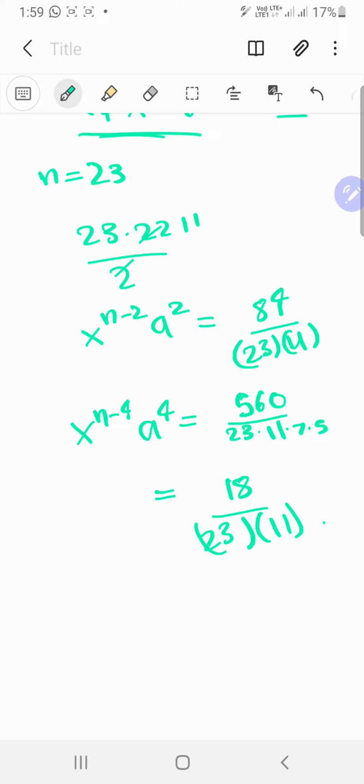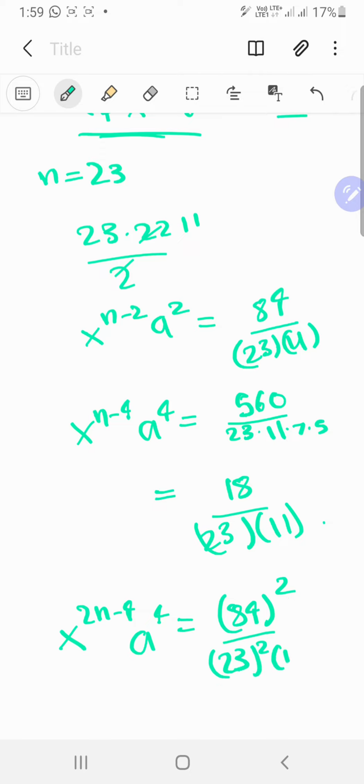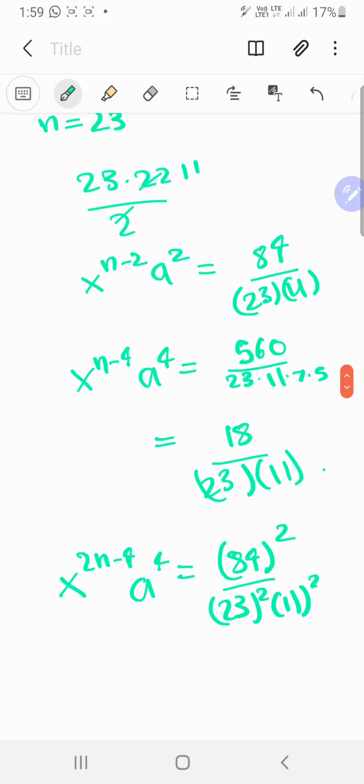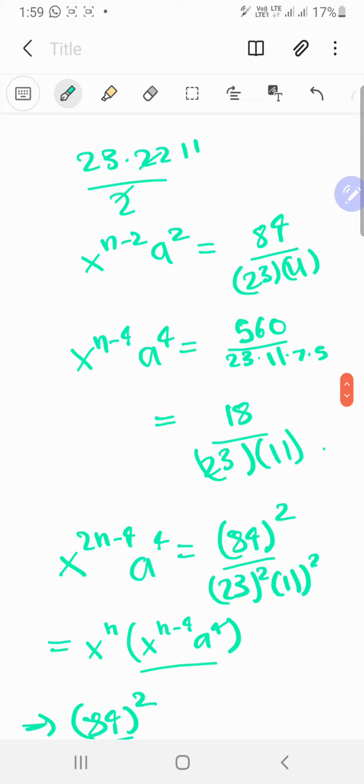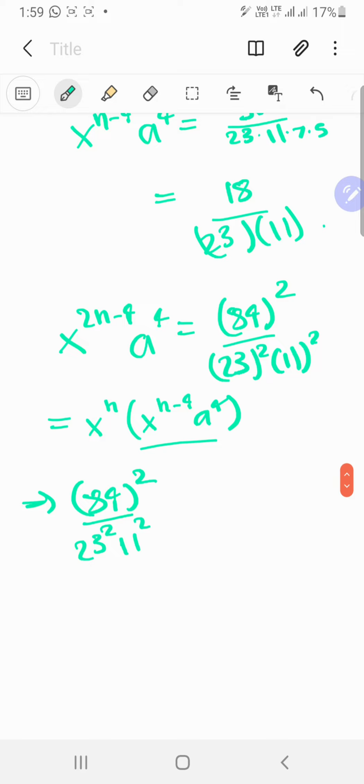We can square that, can't we? If I square that, I'm going to get x power 2n minus 4 into a power 4 equals 84 squared upon 23 squared into 11 squared. But this x power 2n minus 4 a power 4 is the same thing as x power n into x power n minus 4 a power 4, and we know what its value is. So we'll get 84 squared upon 23 squared, 11 squared. We could also have divided that thing to get rid of that x power n, but that wouldn't have got rid of x squared. So this is the better way out.